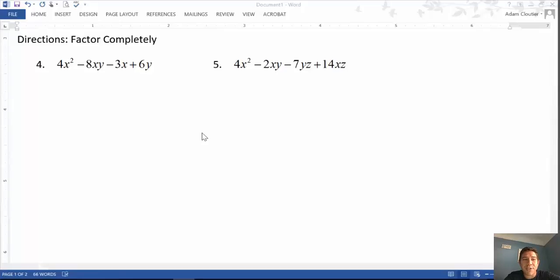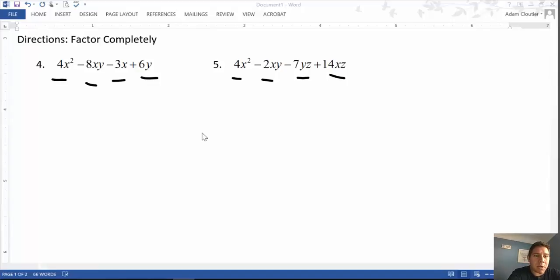We have two questions here with directions: factor completely. Now look closely: 1, 2, 3, 4. Both of these have 4 terms. The strategy for factoring quadratic expressions that have 4 terms is to group them.